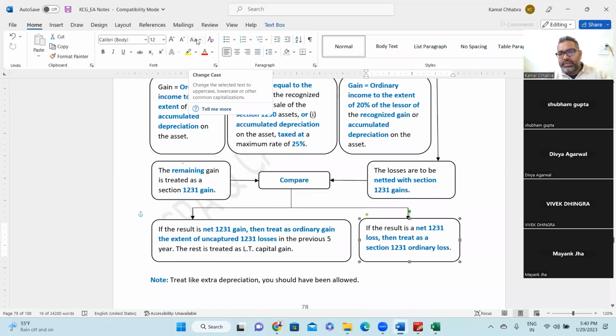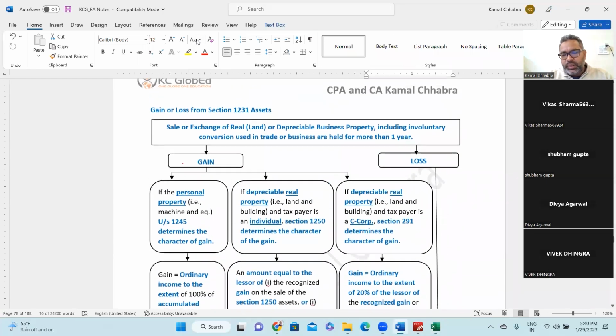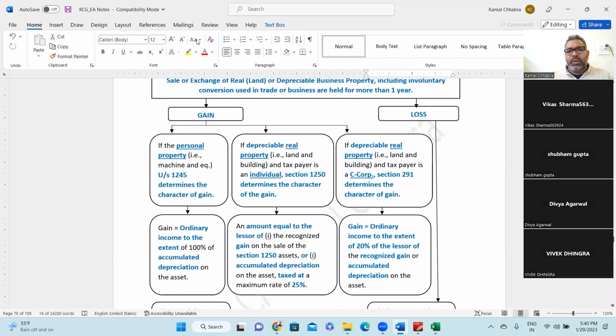So let's look at this entire picture really quick. First you have a 1231 asset. On a 1231 asset, either you may have a gain position or you may have a loss position. If you have a gain position, first you need to identify whether the gain is on personal property or on real property. If it is on personal property, you need to go with the 1245 rule.